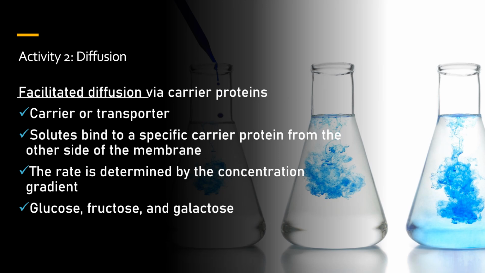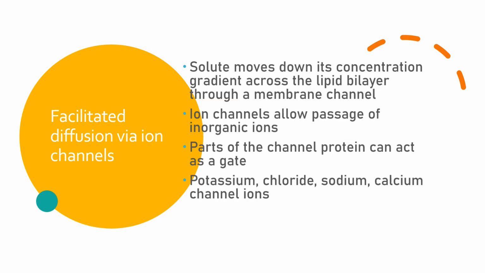After discharging, the carrier will return to its original shape. For facilitated diffusion via carrier proteins, the rate is determined by the concentration gradient. Examples of substances transported via facilitated diffusion via carrier proteins are glucose, fructose, and galactose. Next, you have facilitated diffusion via ion channels.